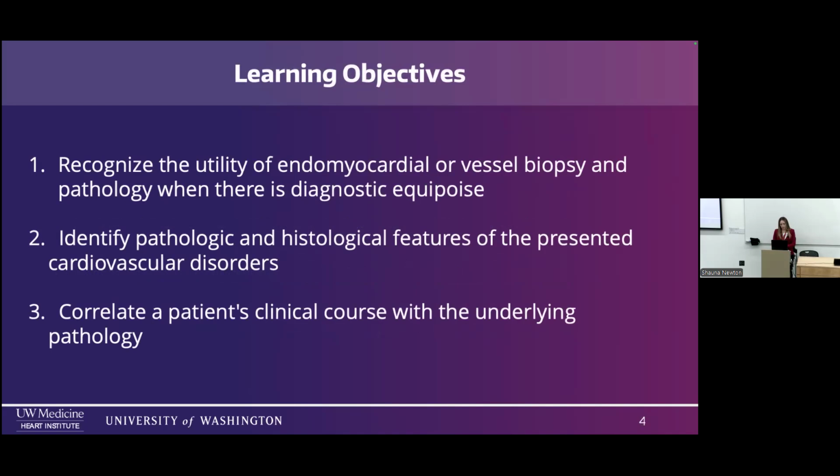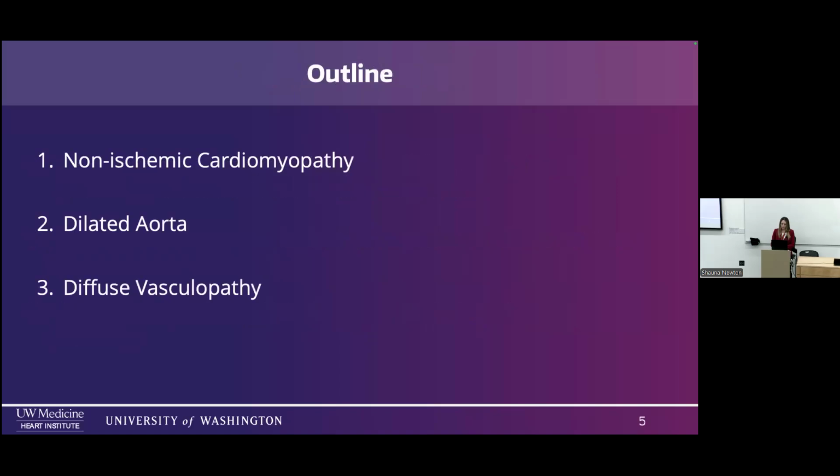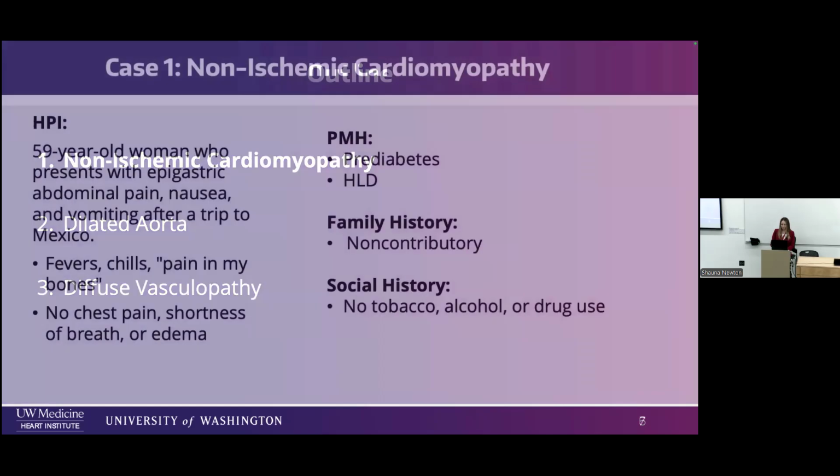So our learning objectives today are to recognize the utility of endomyocardial or vessel biopsy in pathology when there is diagnostic equipoise, identify pathological and histological features of the presented cardiovascular disorders, and correlate a patient's clinical course with the underlying pathology. We have 3 separate cases today. We'll be discussing a non-ischemic cardiomyopathy, a case of dilated aorta, and a diffuse vasculopathy. So we'll start with the non-ischemic cardiomyopathy case.